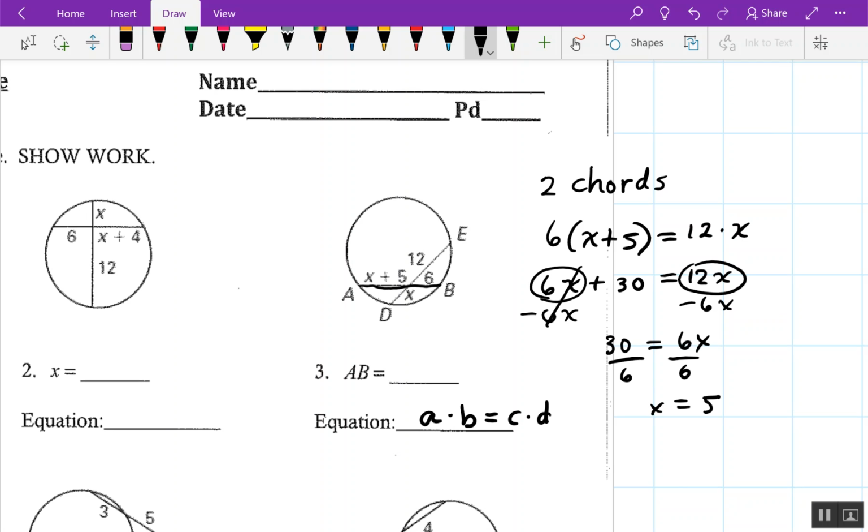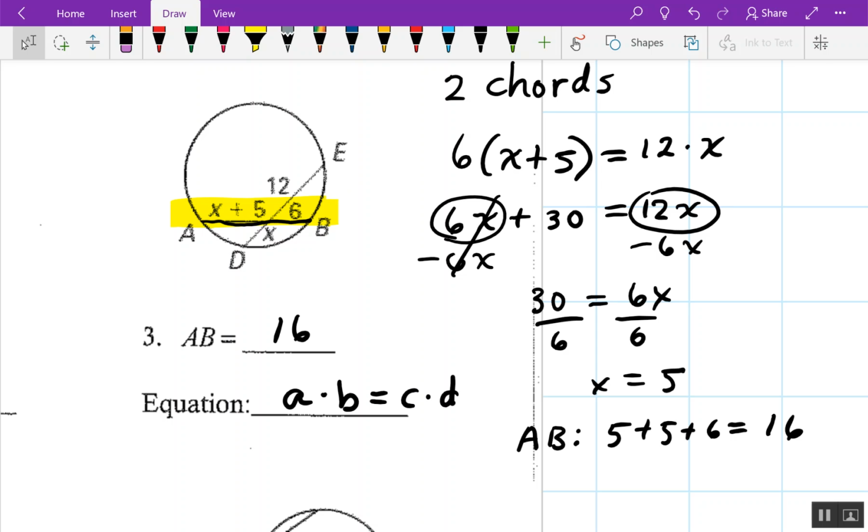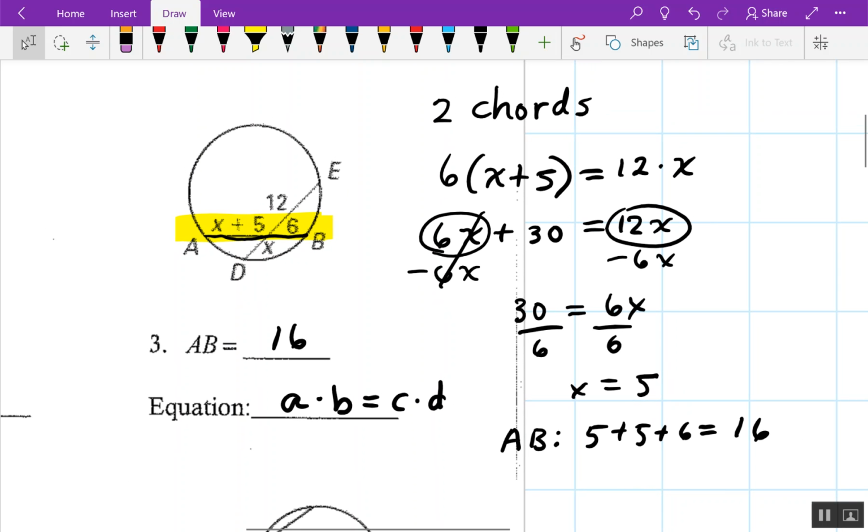How much is AB? AB is going to be 5 plus 5 plus 6, right? Oh, you plugged in that other 5. Yeah. We got to plug it in to get the value of AB. Does that work? So far. Gotta be careful that you're answering the question.